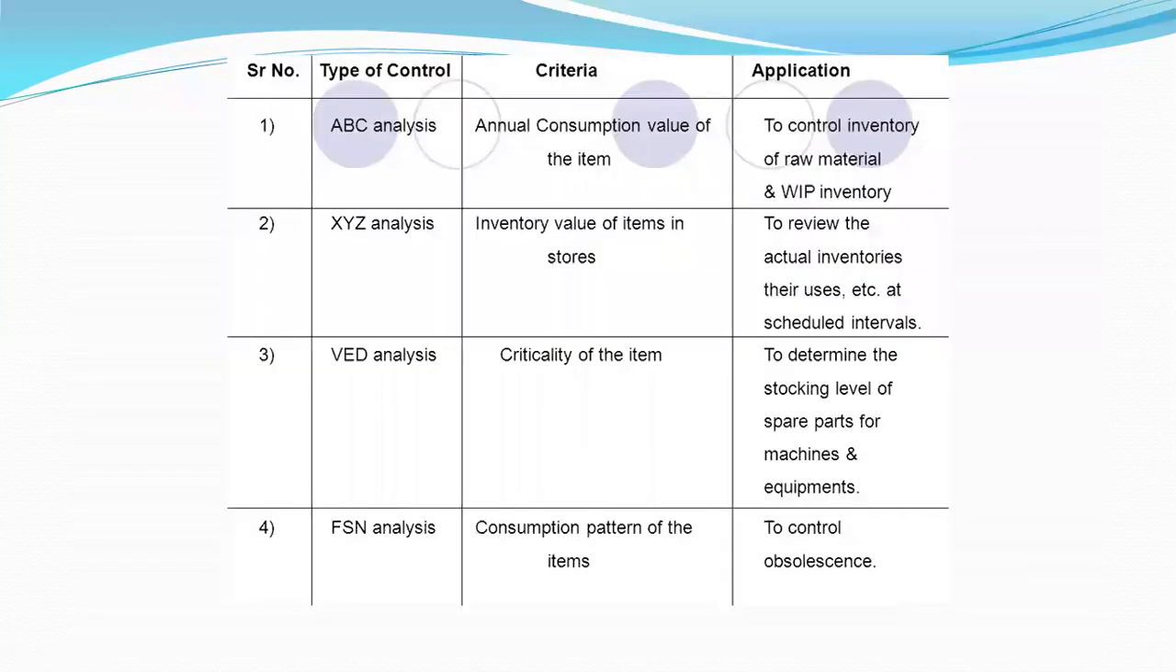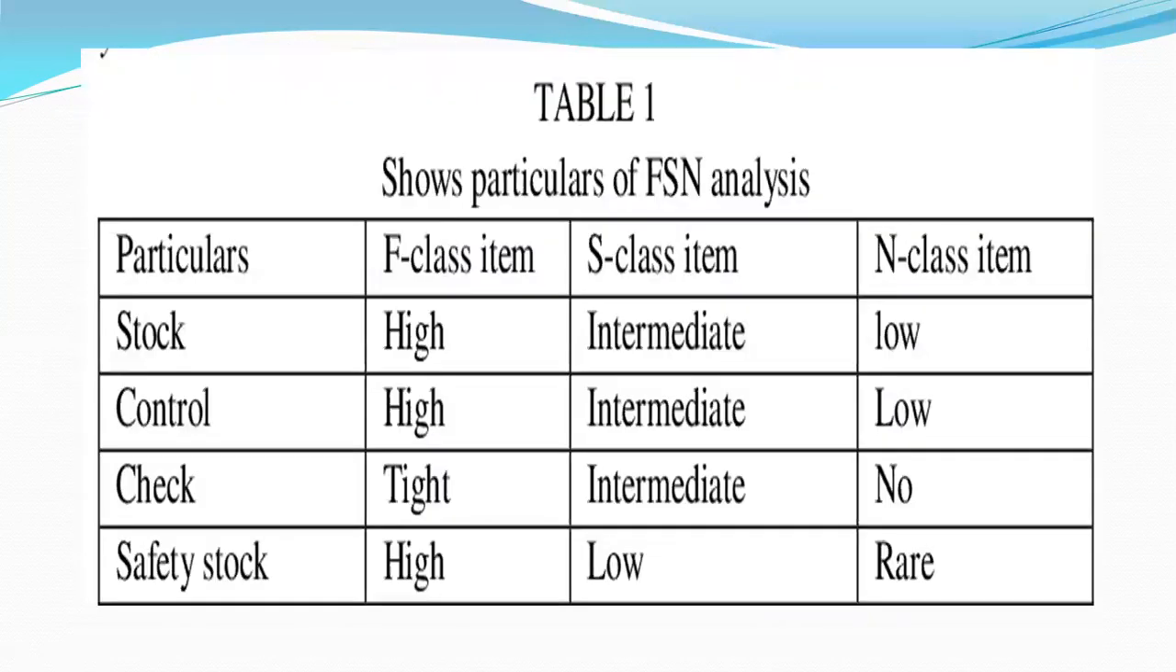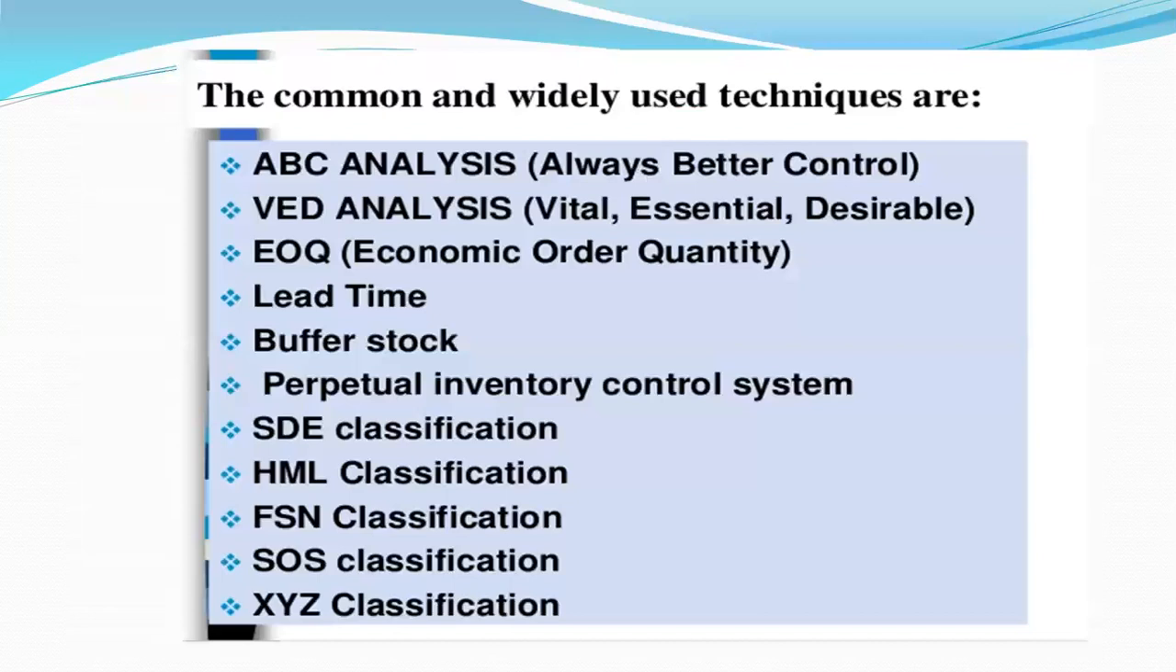Now we are coming to ABC analysis again. In ABC analysis, we have three types of items, A, B, and C. Then we have VED analysis. We'll discuss VED analysis. This is vital, essential, and desirable. ABC is always for better control. VED analysis is vital, essential, and desirable.